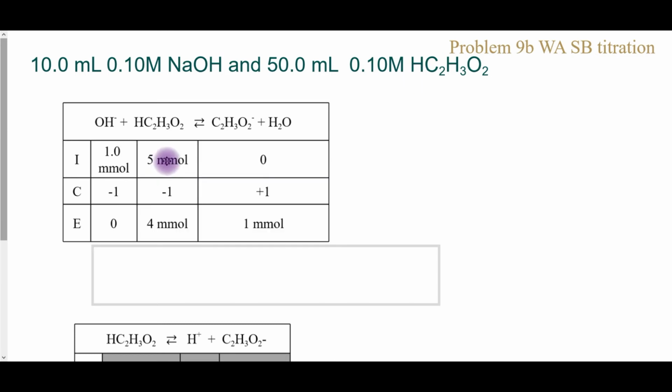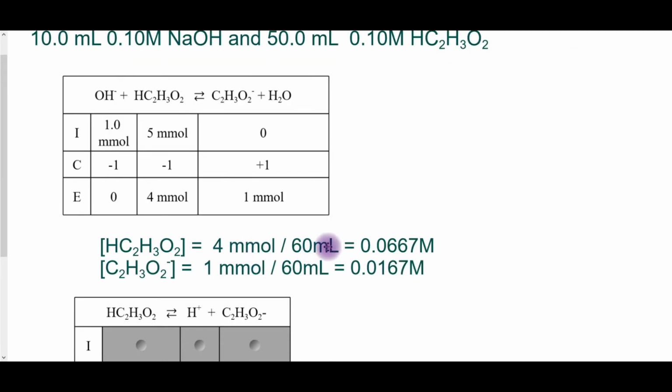I know from the last problem that 50 milliliters of 0.1 molar acetic acid is going to give me 5 millimoles of acetic acid. So I don't need to recalculate that. Taking the 10 milliliters, multiplying it by 0.1 gives us 1 millimole sodium hydroxide. Anion always increases by the number of millimoles of acid that decrease. I have 4 millimoles of my acetic acid and 1 millimole of my conjugate base.